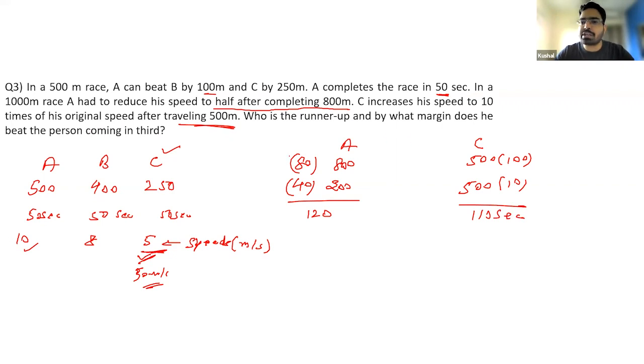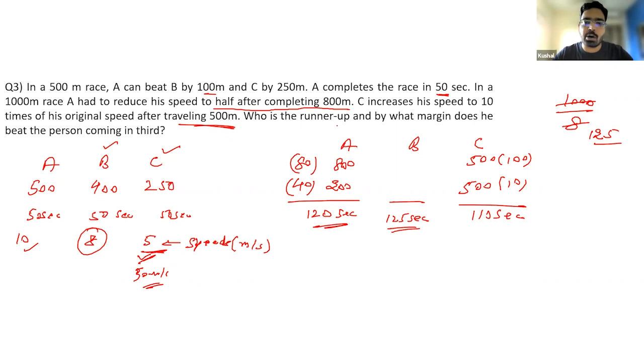For B, they have not given anything. So I will have to presume that it is traveling with 8 meters per second for the entire time of this 1000-meter race, right? So for 1000 meters at 8 meters per second, it is going to be 125 seconds that B will require to finish off this race, and A will require 120 seconds to finish off this race. Now, who is the runner-up?